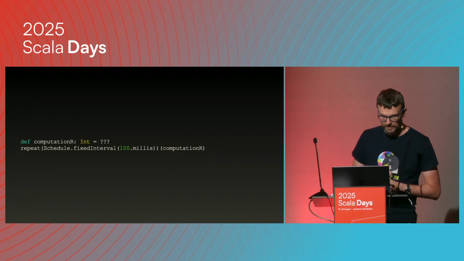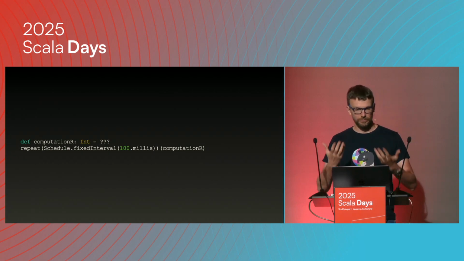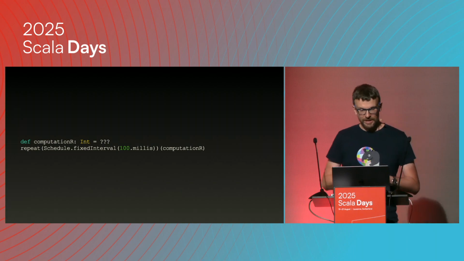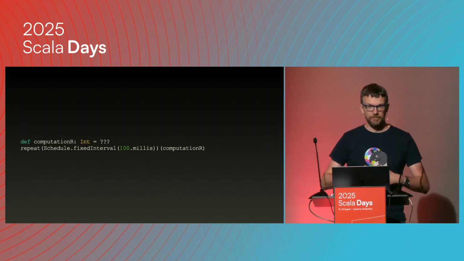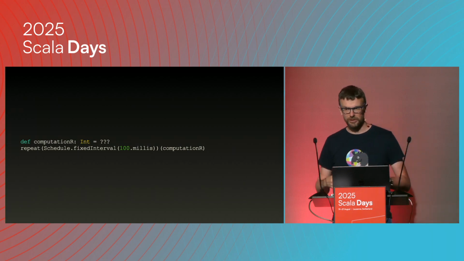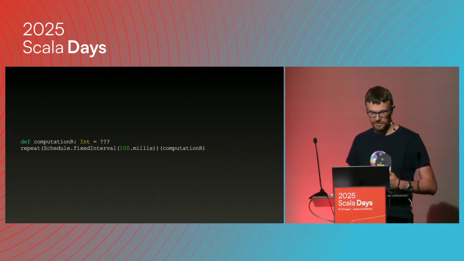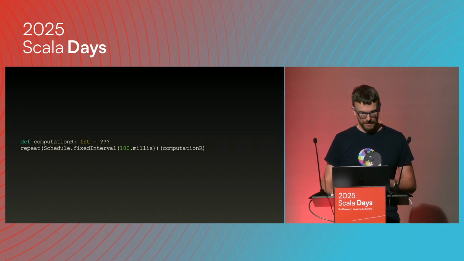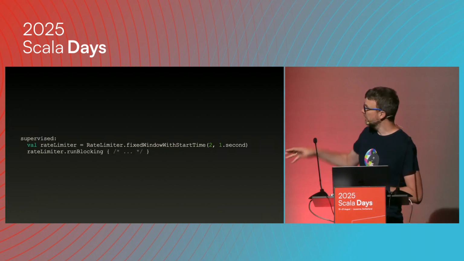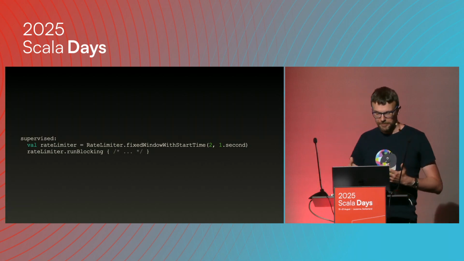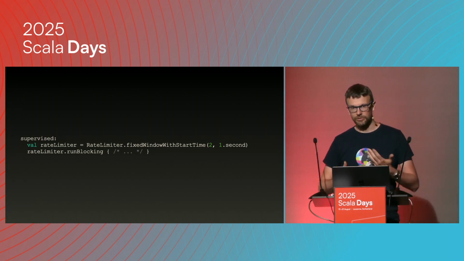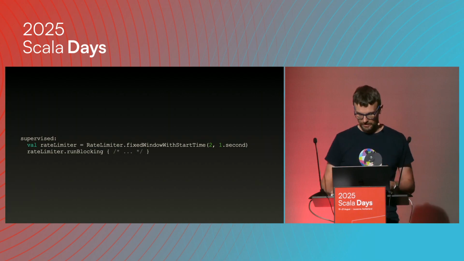A related feature is a repeat. So you often need to repeat some computations. So once again, if you have a computation, you just represent it as a def, right? So we just use regular Scala features. No big magic here. And finally, there's a rate limiter, which is nothing particularly exciting, but these are the tools you often need in your code to make it resilient and make it robust.